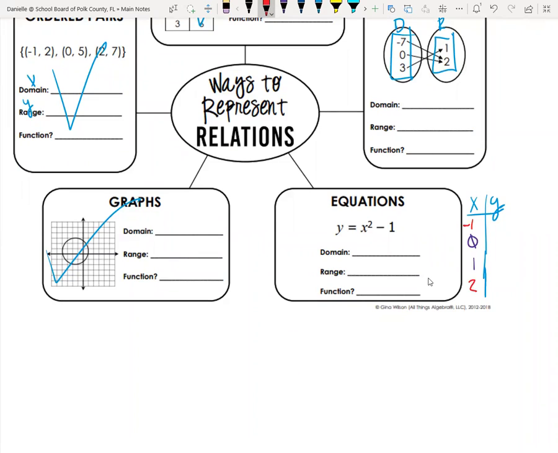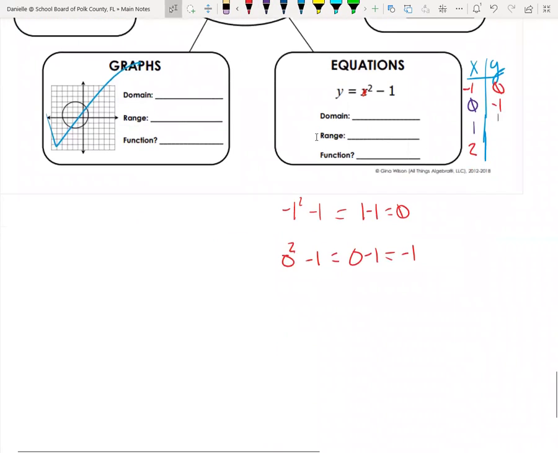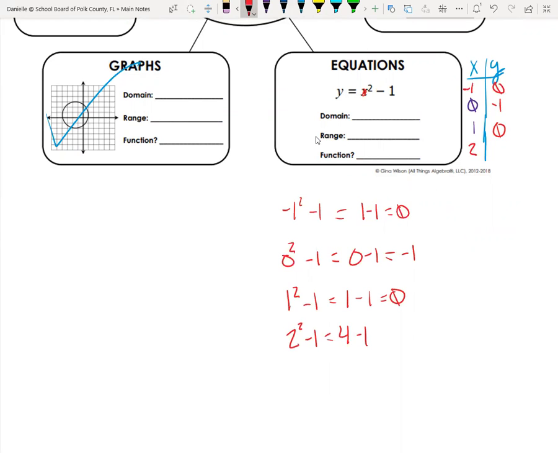So now let's figure out what does y equal. So I'm going to take -1 and substitute it in. So now I have -1 squared minus 1. That gives me 1 minus 1, which equals 0. If I did 0 squared minus 1, I get 0 minus 1, which gives me -1. For the next one, I do 1 squared minus 1, which is 1 minus 1, which gives me 0 again. And I have 2 squared minus 1, which is 4 minus 1, which is 3.